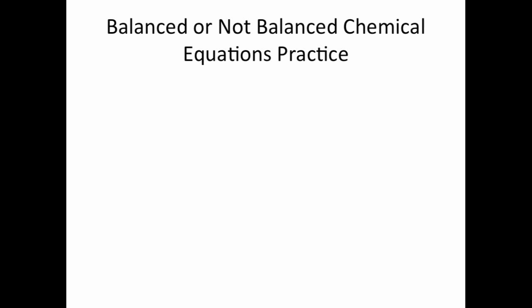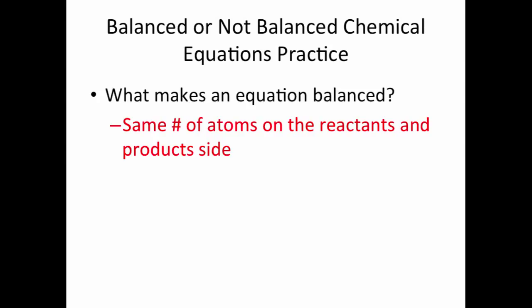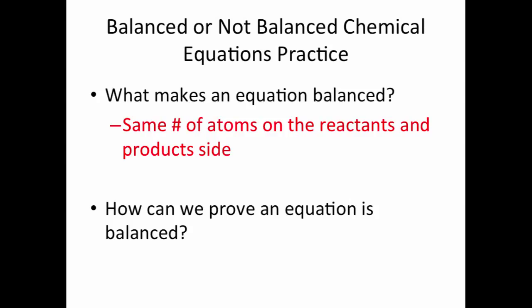So let's practice determining if an equation can be balanced or not. So what makes an equation balanced? The same number of atoms on the reactant side has to be the same number of atoms on the product side. And how can we prove an equation is balanced? Well, you're going to need to count the number of atoms for each element and make sure the number does not change. So count the atoms on both sides. If the number is the same, then you know the equation is balanced. If it is different, then you just simply state that the equation is unbalanced.